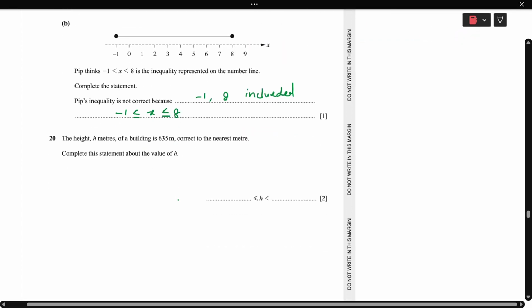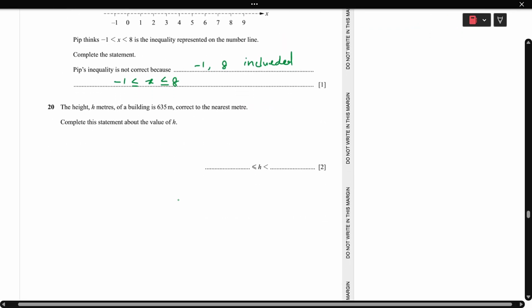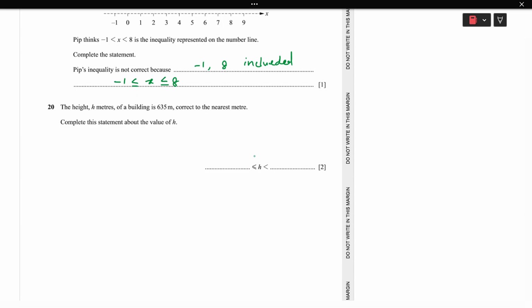Next, question 20. The height of the building is 635 meters, correct to the nearest meter. So this is like upper bound and lower bound. 635 is a rounded number, so we'll add 0.5 up and 0.5 down. When we add 0.5, the upper bound is going to be 635.5. When you remove 0.5, it's going to be 634.5. So 634.5 to 635.5 is the lower bound and upper bound.